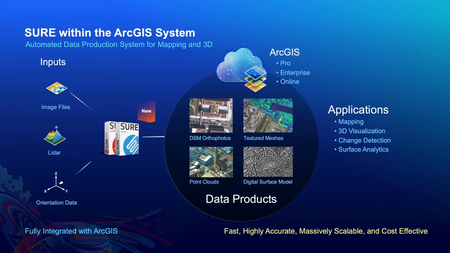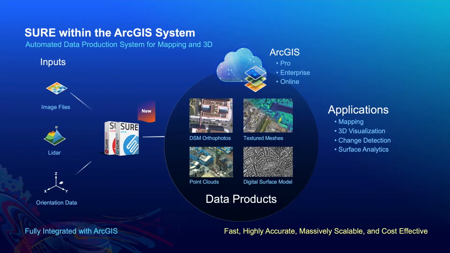And all of these output products, they can then be used in ArcGIS, be it in Pro, be it in Enterprise and online, and then can be used for various applications, be it mapping in the classic sense, for 3D visualization, change detection and surface analysis. Also simulation applications and use cases come to mind. Later I will also show some use cases that come from this direction.